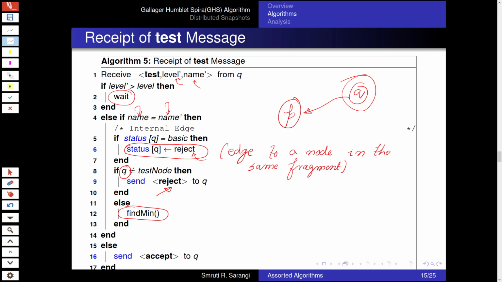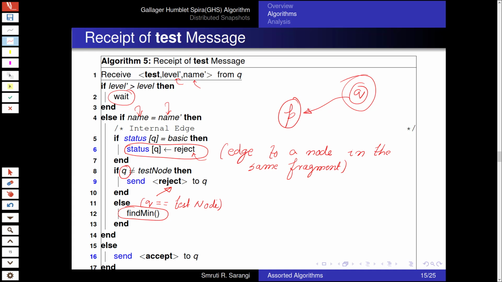So the fact that Q is a test node basically means that a test message has been sent to Q, which means that over due course of time, Q will mark the edge to me as reject, so I need not bother. In this case the names are not equal, and in this case they are equal.